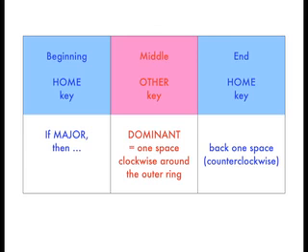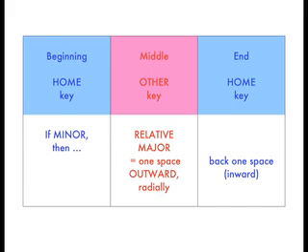So if the home key is a major key, that is, one of the keys on the outer ring of your diagram, then it's going to move to another key, which is called the dominant, which is located one space clockwise around the outer ring. So if you start in G major, you go to D major. If you start in B flat major, you go to F major, and so on. And then, of course, to return from that key to the home key is a simple matter of going back one space counterclockwise.